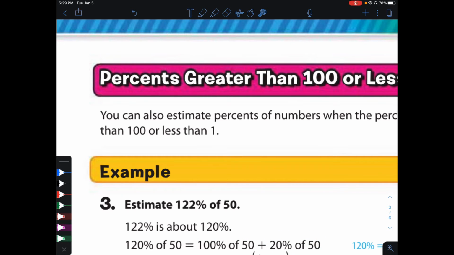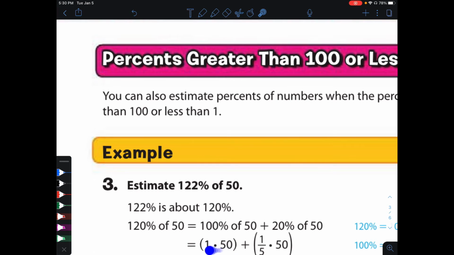Okay, why is that? Because if we get 100% of 50, we know right away what the answer is. 100% of 50 is simply 50. Okay, so our only problem now is finding 20% of 50. So 100% of 50 is simply 1 times 50 because 100% as a decimal is 1. Multiply that by 50, of is always multiplication. And the fraction of 20% is 1/5 because this is 20 over 100. And we simplify that to become 1/5. That's how we got 1/5.